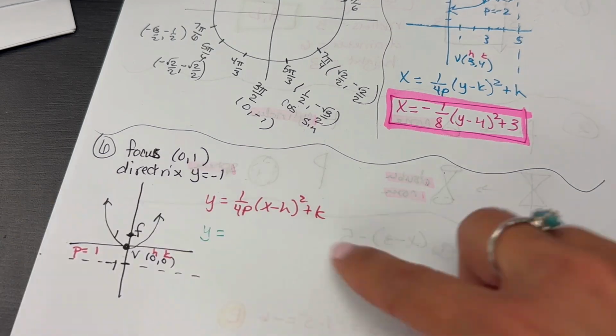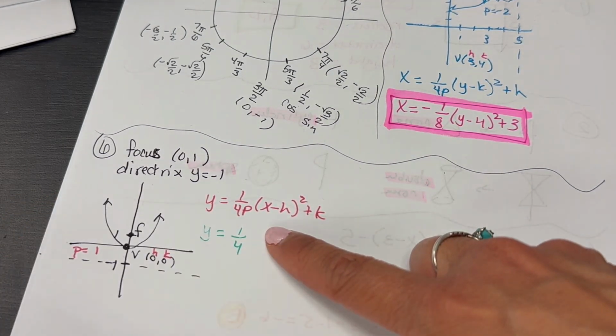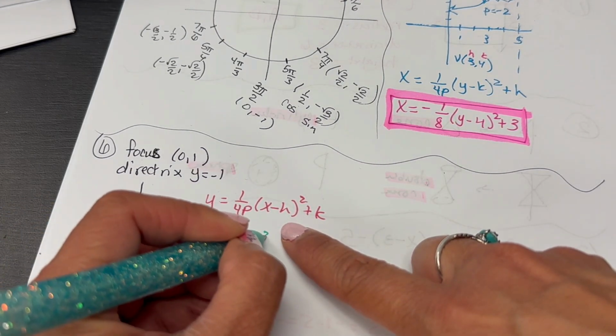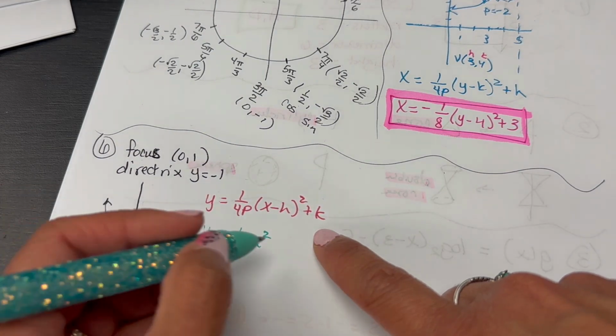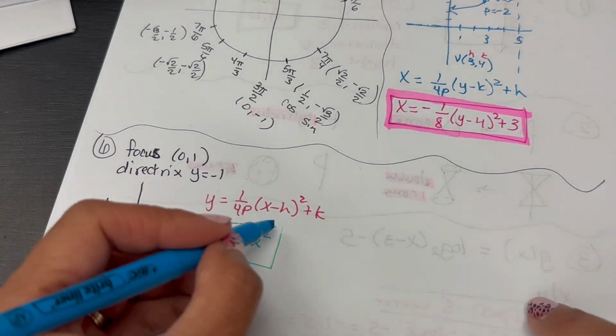And so we just got to plug it in. So y equals, the p-value is just a 1, so it's just a 1 over 4 because 4 times 1 is 4. X minus 0 is just x, so that's going to be an x squared, and I don't need to put plus 0, so that's it. This is my equation for this parabola.